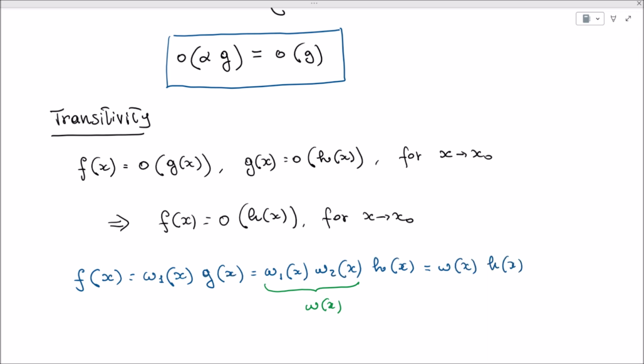The only thing that needs to be verified is that now omega of x, which is omega 1 of x times omega 2 of x, will tend to 0. But this is clear because we know that this will tend to 0 and this will tend to 0. And this will conclude the proof.